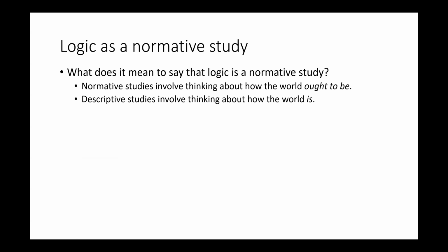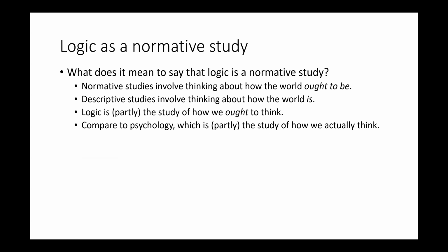Descriptive studies care about how the world is, right? These are studies like psychology that are going to be interested in how the mind actually works, what the mind actually does. Whereas normative studies involving thinking, like logic, are describing how we ought to think. What is a better way to think? So largely, logic is a study of the right way to think. What's the best way to think? But there are ways in which we can consider how we actually think, right? So when we compare that to psychology, psychology is concerned with what the brain and behavior actually does.